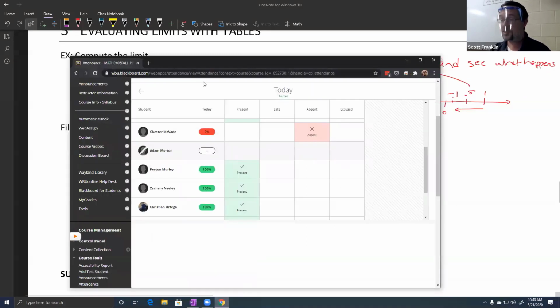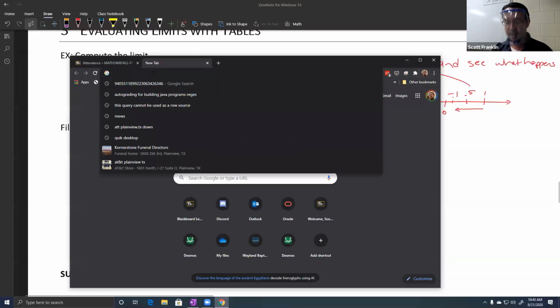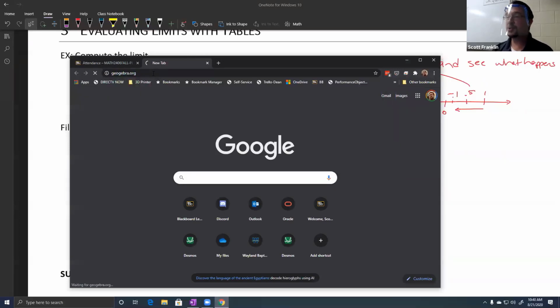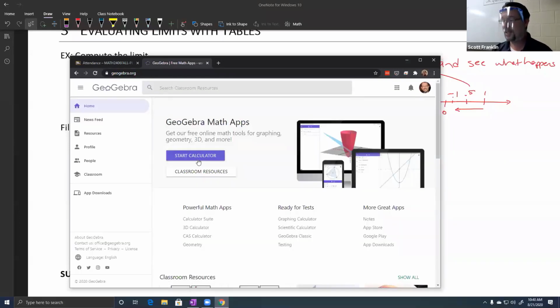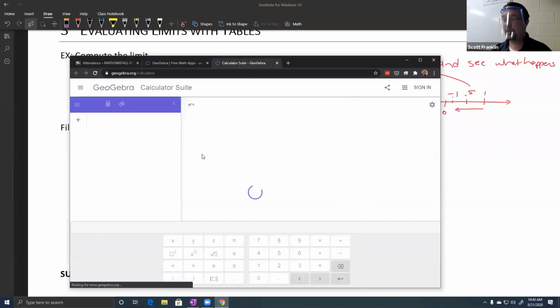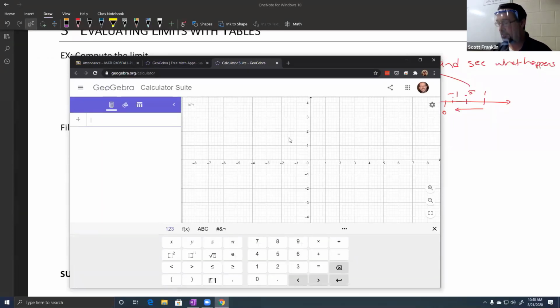One of my favorites, you've seen me use Desmos before, but I'm going to use GeoGebra. I think I tried to use GeoGebra a little bit one time in here. It didn't go as well. I'm going to use the calculator. I just go to geogebra.org and I start my calculator. It's got some graphing stuff, but I'm really just going to use this pane over here.